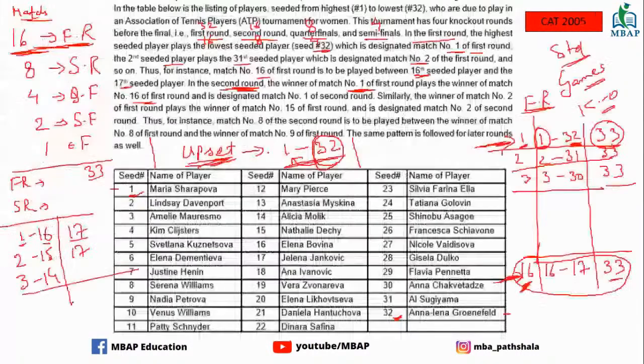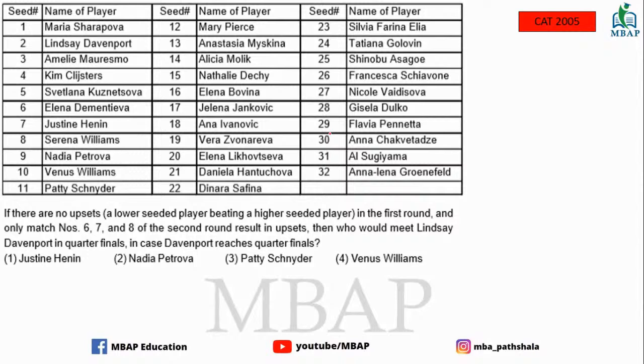So now what I've done is I have removed all this theory part because now you are clear with the entire stuff about how the movement is happening. With regards to the space, I have only put the players and the questions in front of you. Now this is rank 1 to rank 32. The entire table is there in front of you. Now they're asking you, if there are no upsets, a lower seeded player beating a higher seeded player. They are giving you the explanation here.